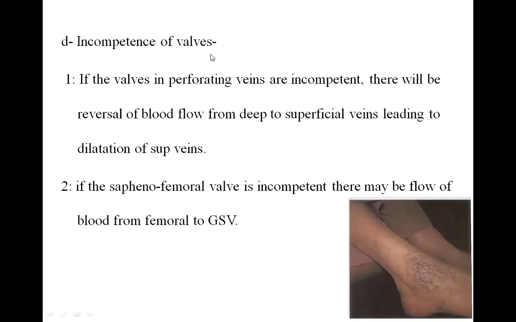Incompetency of the walls. If the walls in the perforating veins are incompetent, there will be reversal of the blood flow from the deep to the superficial veins, leading to the dilatation of the superficial veins. If the saphenofemoral valve is incompetent, there may be flow of blood from the femoral to the great saphenous vein.